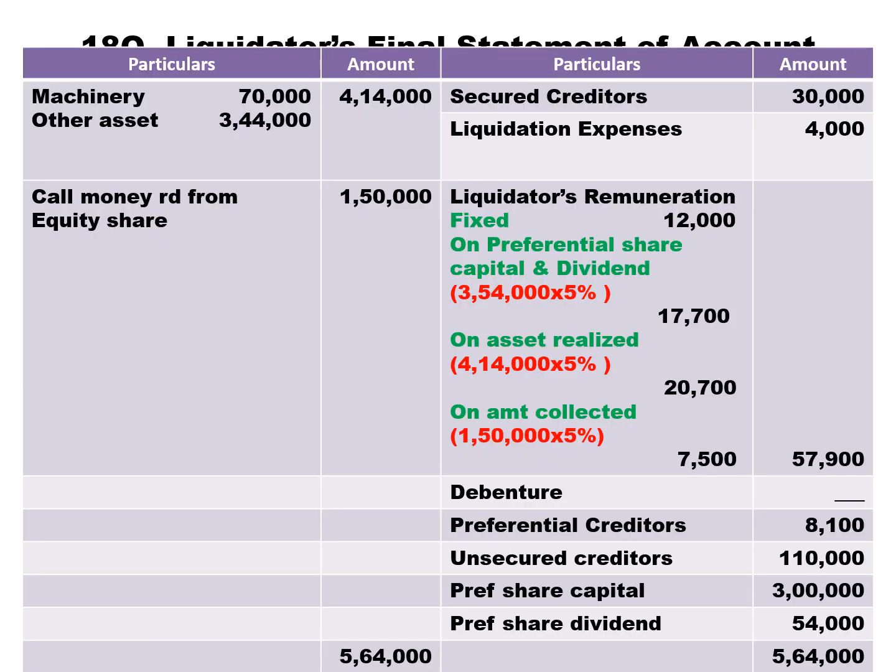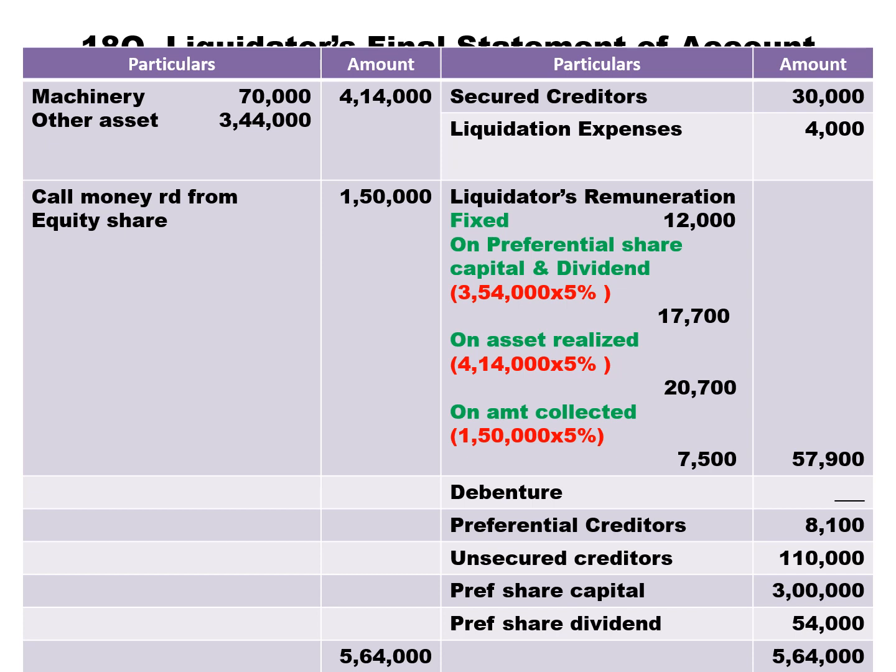So the receipt side we have machinery 70,000, other assets 3,44,000. Total receipts from sale of asset is 4,14,000. And call money received from equity shareholder, I will explain you the detailed calculation at the end of the answer. So this 1,50,000, how it comes, we have to do it at the end.